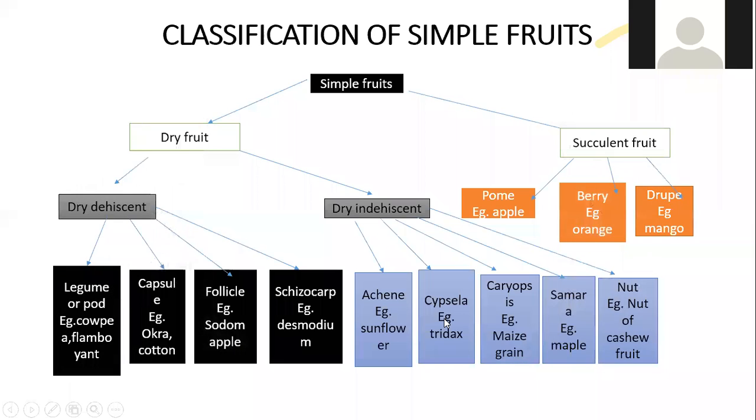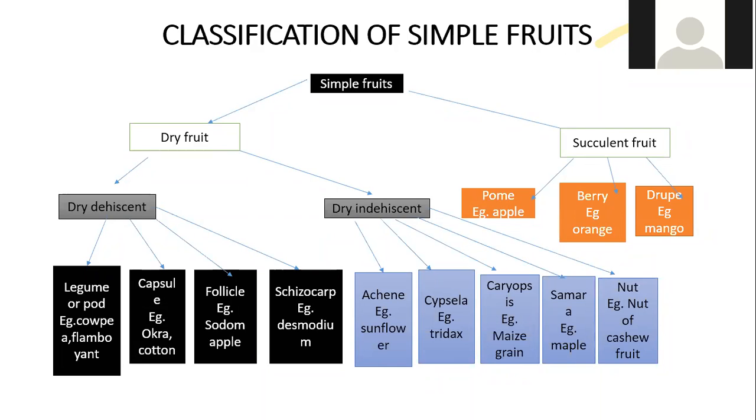So these are classifications of simple fruits. Now, this simple fruit is further classified under dry fruit and succulent fruit. So the simple fruit is classified under dry and succulent fruit.